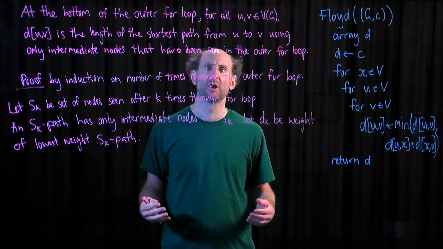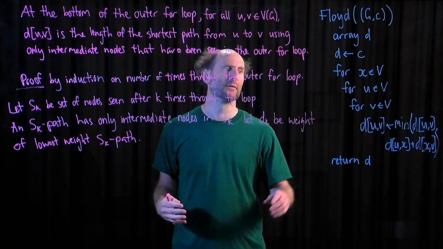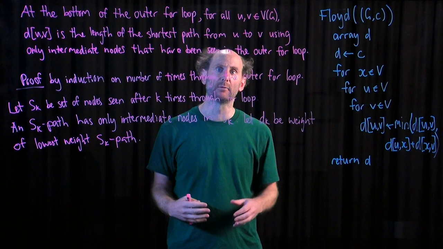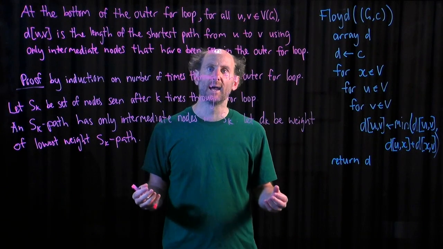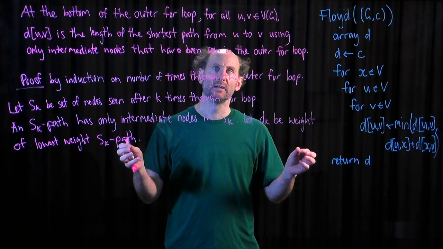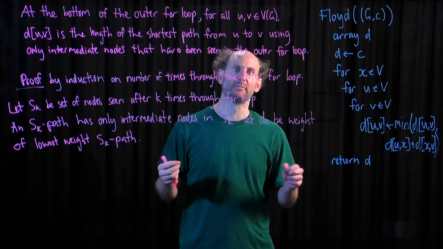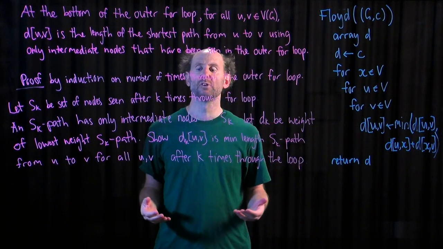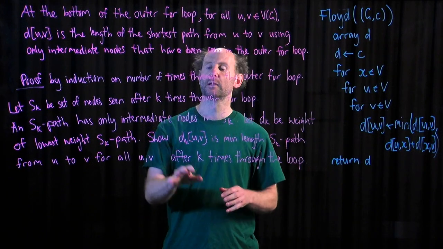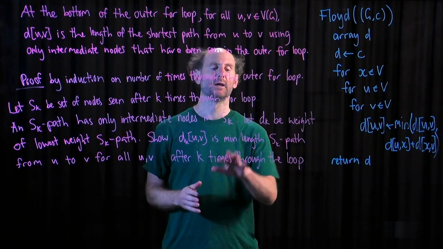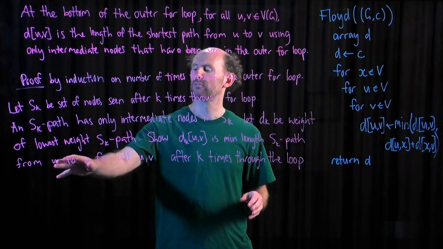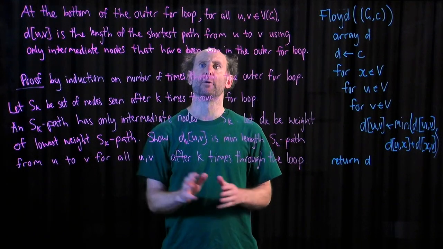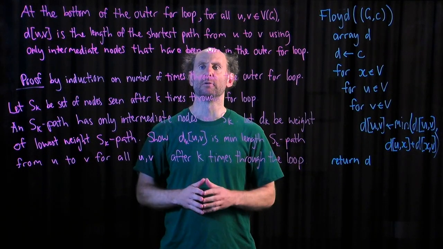So what we need to show is that for all k, after k times through the outer for loop, d_k of uv is the minimum length of an S_k path from u to v. So we'll show that after k times through the loop, d_k uv is the minimum length S_k path from u to v for any nodes u and v.